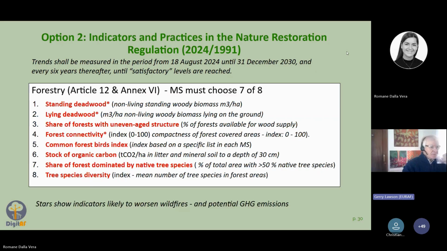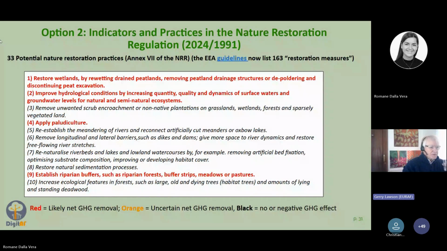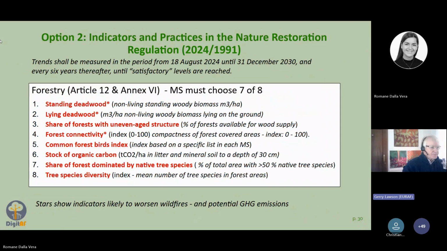Next slide. Yep, we've gone too far. One slide before. So this is talking about the indicators suggested in the Nature Restoration Regulation for forest biodiversity. And the worrying thing is that the 3 indicators there which are starred are unfortunately also indicators which are likely to contribute to the intensity of forest fires. So in Southern Europe, there's real worry that these member states are obliged to increase these indicators, whereas in reality they're increasing the likelihood of damaging forest fires. But that's for another talk.